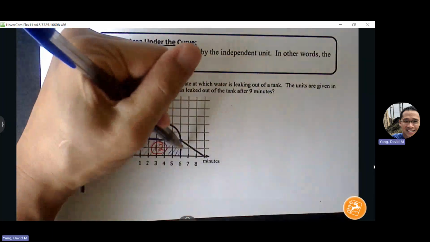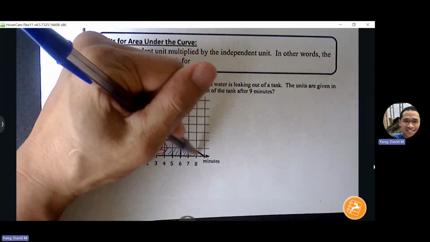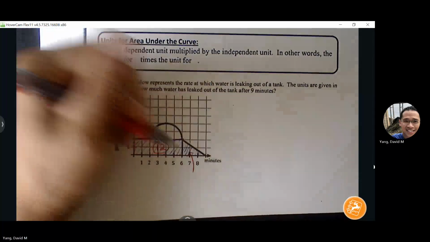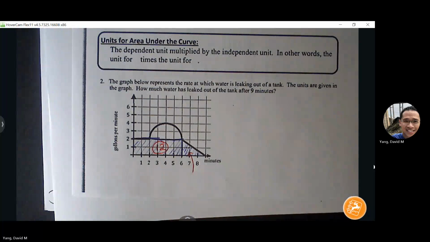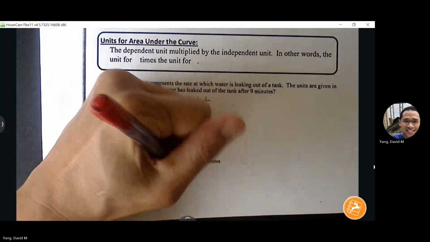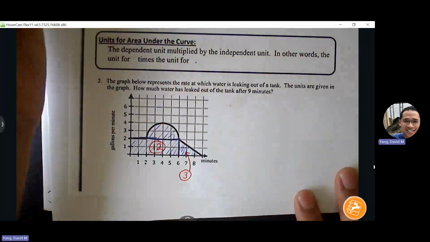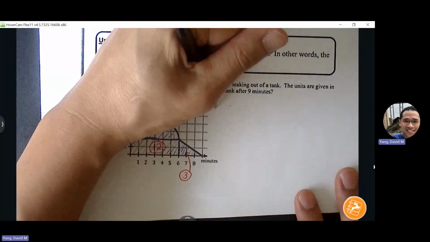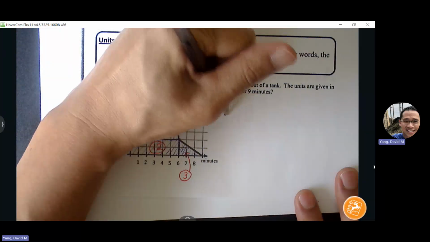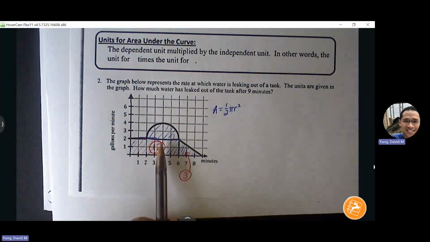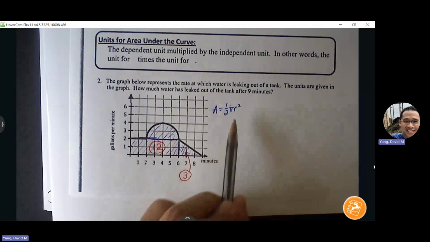All right, next up, I have a triangle here. This is a half of a rectangle, so one half of base times height. Three. Finally, I have a semicircle. My area of a circle is pi r squared, but the area of a semicircle is one half pi r squared. What's the radius of this semicircle? Two. Two.